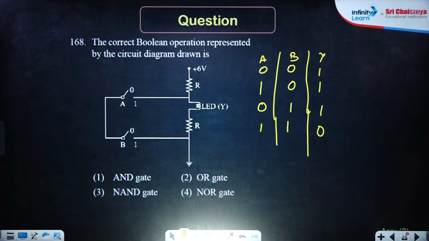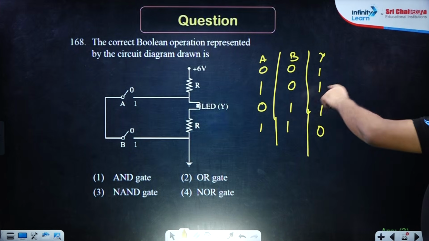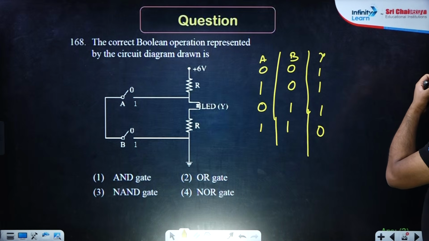This is not OR, absolutely. Is it NOR or is it AND? No, let's say it is NOR. 0 plus 0 is 0, NOT of that. 1 plus 0 is 1.